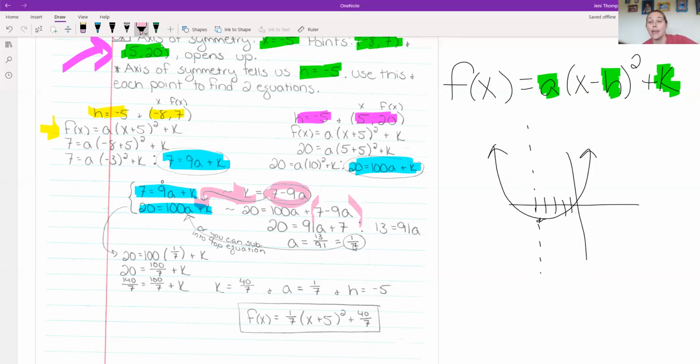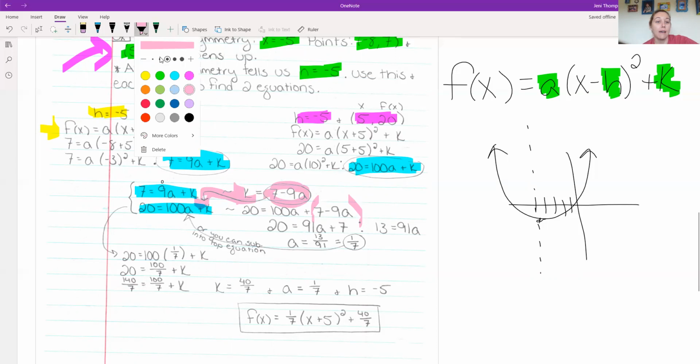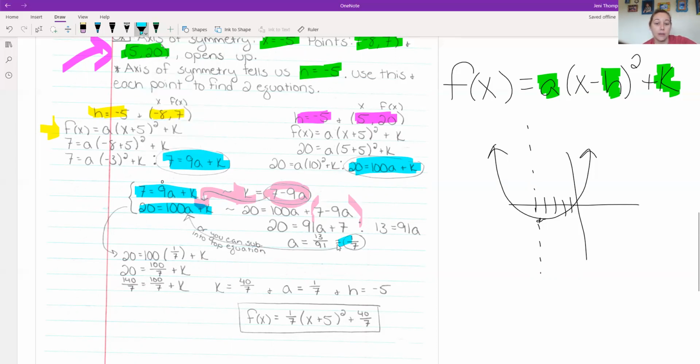Now that I have a, it's all downhill from here. I can substitute this back into either equation, the top one or the bottom one, to find k. So I just pick the bottom one. So 20 equals 100 times 1 over 7, which was a, plus k. Great, now I'm left with one variable. I just need to solve for k.